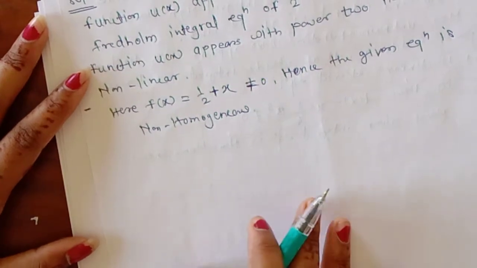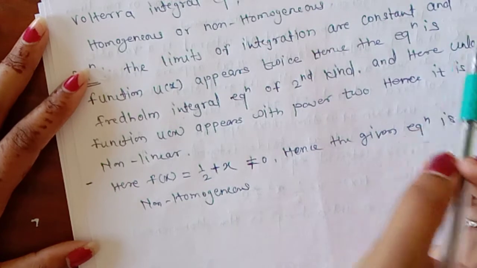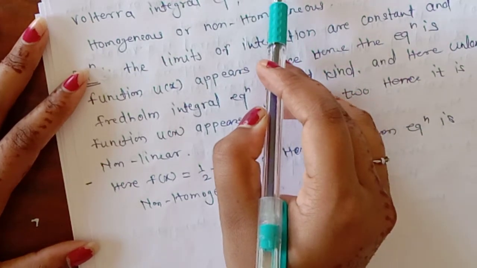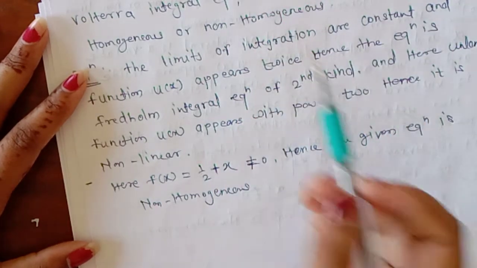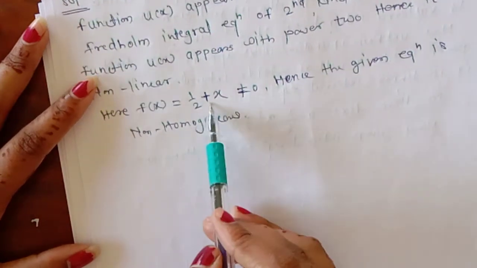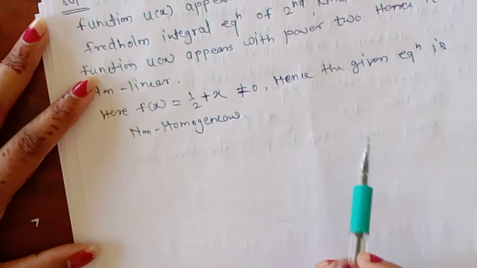Therefore the given equation is a Fredholm integral equation of the second kind. The unknown function u of x appears with power 2, because of that this equation is non-linear. And the value of f of x is 1/2 plus x, which is a non-zero value. Therefore the given equation is a non-homogeneous equation.